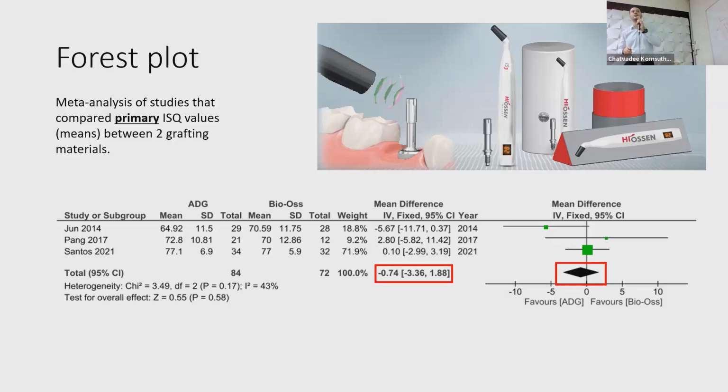Okay, now this diamond touches the line of no effect. What does that mean? No significant difference, which is the most important thing that I need to understand. So regardless of this number, I will just look at this diamond. The diamond touches the line of no effect. It means that there is no significant difference between the test and the control group based on the overall result of the meta-analysis, not based on one study, but based on combining all studies together. I got this result.